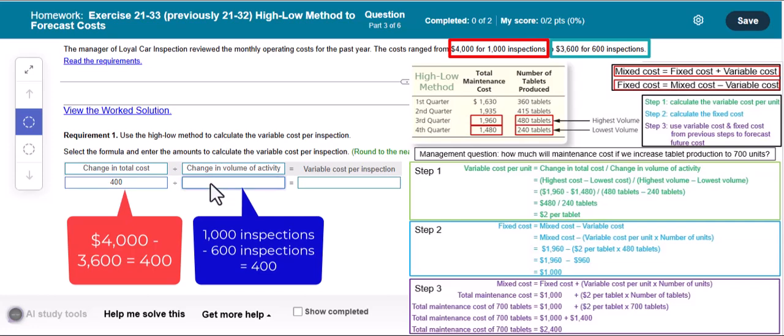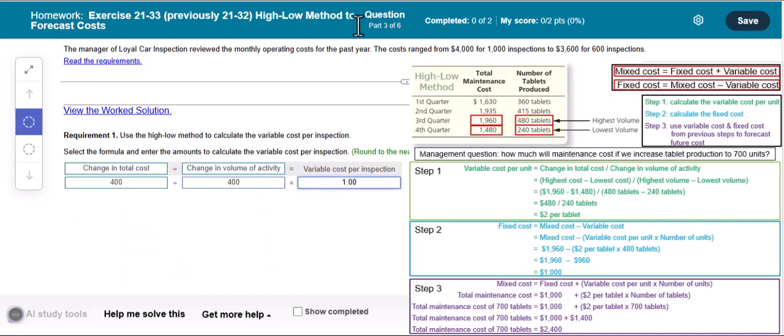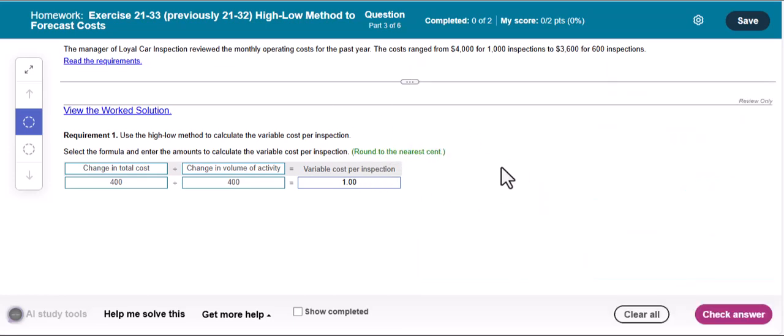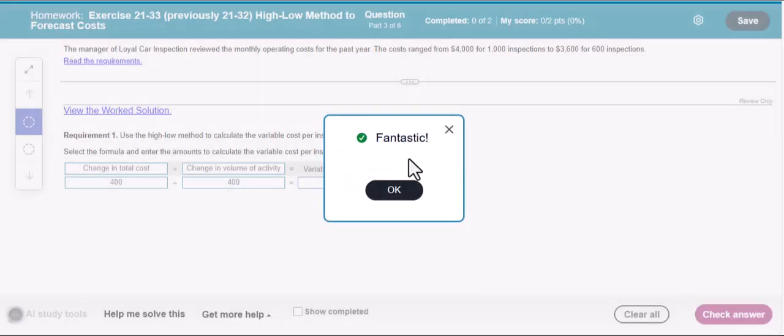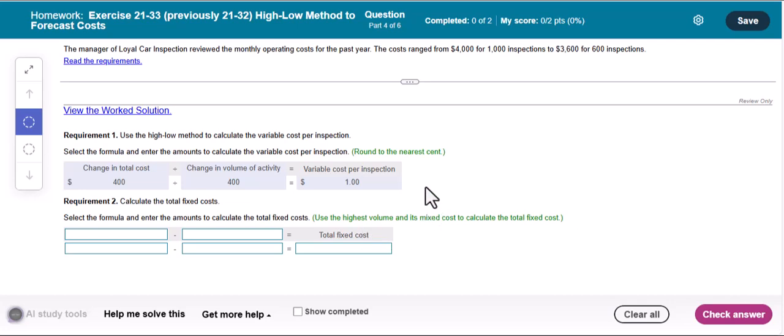So that's going to be 400 for the change in volume of activity. Then 400 divided by 400 gives us $1 variable cost per inspection. So I'm just going to put 1.00 there since we are rounding to the nearest cent. And then we can go ahead and check answer. Fantastic. What that means is that for every inspection there's a dollar cost. So if we have 2 inspections, we have $2 of variable costs.